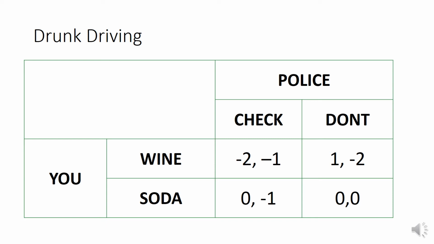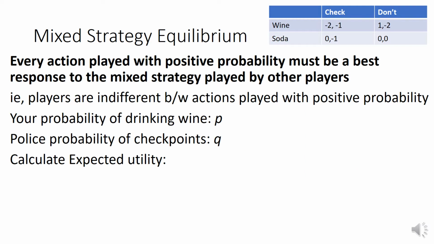So we have a bunch of uncertain outcomes, and we want to come up with a mixed strategy equilibrium here. Now we're going to go through this relatively quickly because you should already be familiar with the mixed strategy. We're just using it to introduce our broader concept of infinitely repeated games. So remember, a mixed strategy equilibrium is an equilibrium where every action played with positive probability must be a best response to the mixed strategy played by others. This means we want to set up indifference conditions.